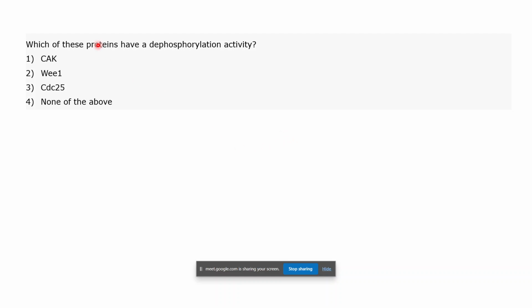Okay, coming on to the next question. Which of these proteins have a dephosphorylation activity? CAK, cyclin activating kinase, V1, CDC25, or none of the above? Out of these proteins, which of them have a dephosphorylation activity, in that it can remove phosphates from certain proteins, in this case say like certain CDKs and everything?